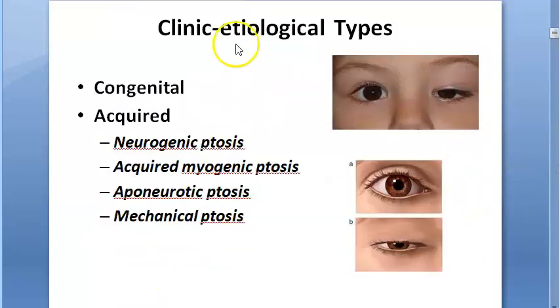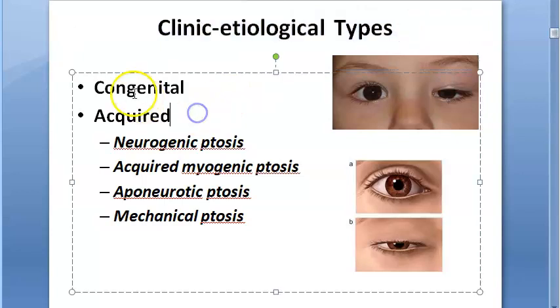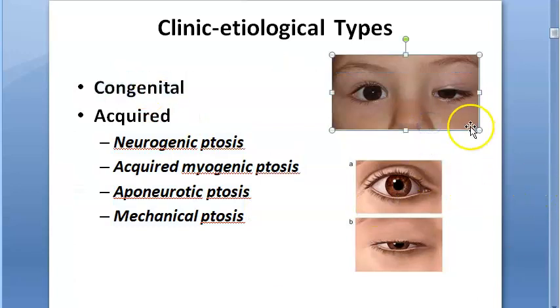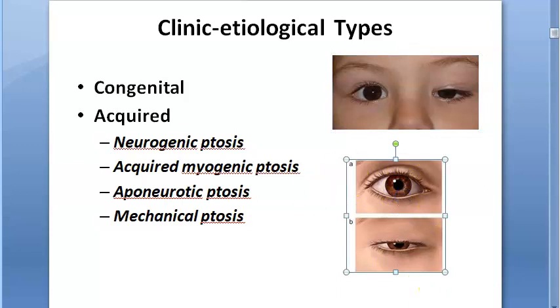Okay. So there are many types of ptosis. You have congenital and acquired. Under acquired, you have neurogenic, myogenic, aponeurotic, mechanical. So there are 4 types under acquired. Under congenital also there are types. Don't worry, we can learn them also. So this shows a congenital ptosis and this shows acquired ptosis, meaning the person was fine before and is not fine now, an acquired condition.